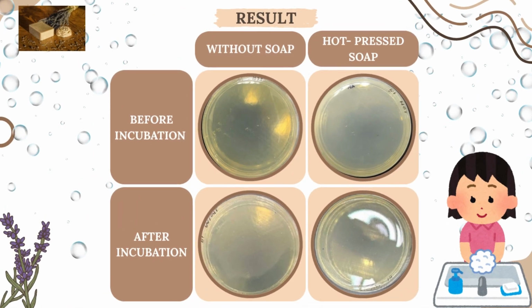This experiment was conducted to test the effectiveness of soap on bacteria using two methods: hand wash without soap and hand wash with hot press soap. The plates were observed before incubation and after incubation. Without soap, before incubation, the plate looked clear, and after incubation, the plate stayed clear and no bacteria grew. With hot press soap, before incubation, the plate looked clear, and after incubation, the plate stayed clear and no bacteria grew.